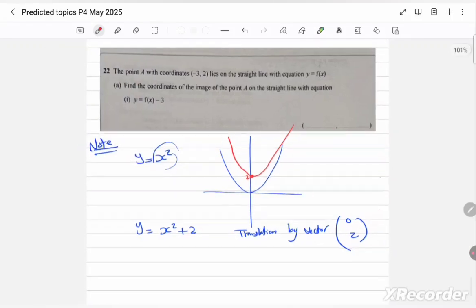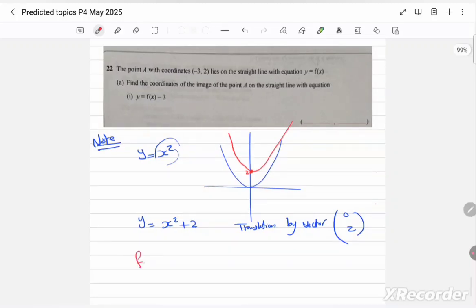Now how to solve this question. They said we have a point on f of x. This point is negative 3, 2. And something happened to this function: we took f of x and subtracted 3. So it means that we made a translation in the y-axis by negative 3, like down by 3, because f of x here is like y minus 3.